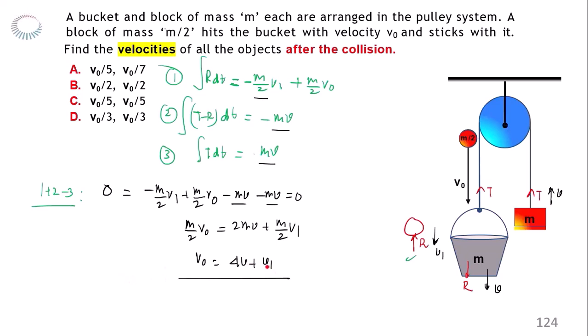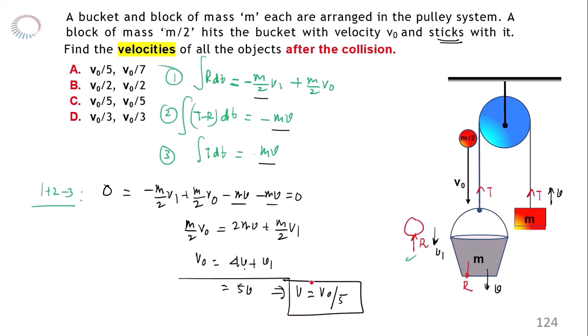Now what is v1? v1 is the velocity of the ball after the impact. That means v and v1 should be the same. Why? Because it is given that it will stick with it. So if the ball sticks with the bucket, that means v and v1 should be equal. So that means it is equal to 5v. Ultimately I am getting v equal to v0 by 5.